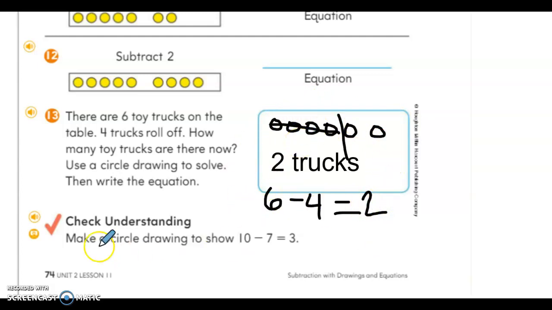If you could please do check for understanding. Make a circle drawing to show 10 minus 7 is equal to 3. Use the same method with the circles, the break apart stick, crossing them off, and I will look forward to seeing that from you.